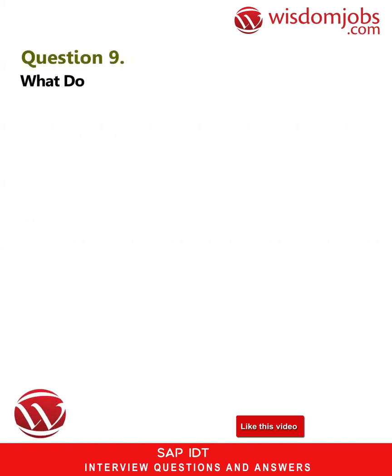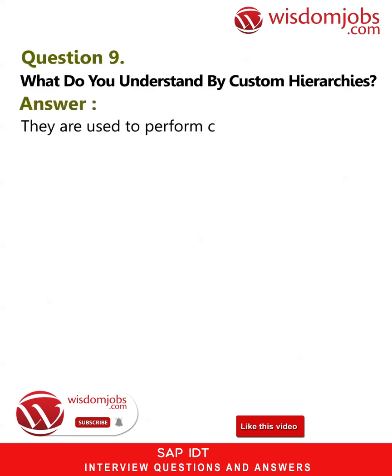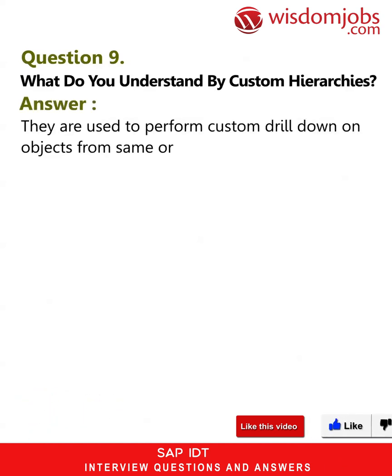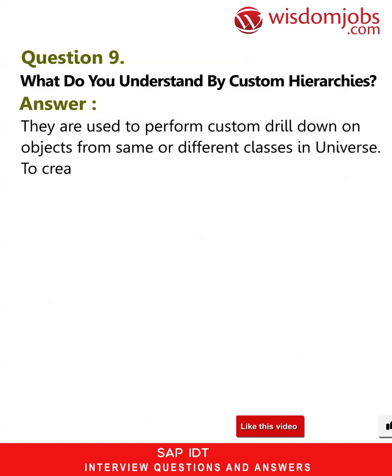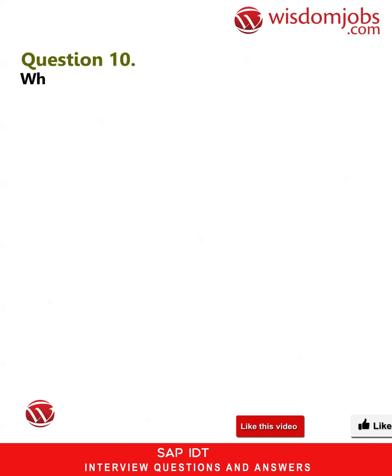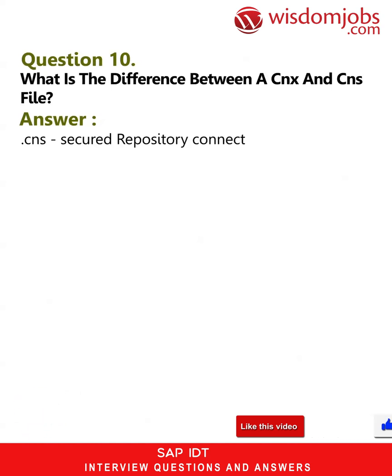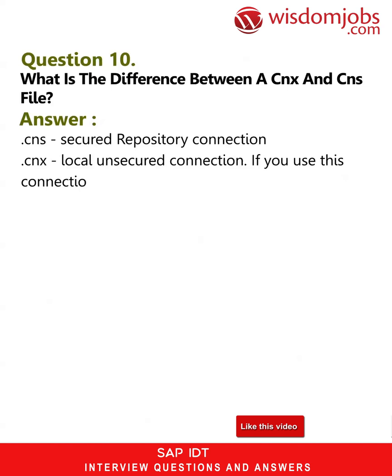Question 9. What do you understand by custom hierarchies? Answer. They are used to perform custom drill down on objects from the same or different classes in a universe. To create a custom hierarchy, go to Tools, Hierarchies. Question 10. What is the difference between a CNX and CNS file? Answer. .cns is a secured repository connection. .cnx is a local unsecured connection. If you use this connection, it will not allow you to publish anything to the repository.